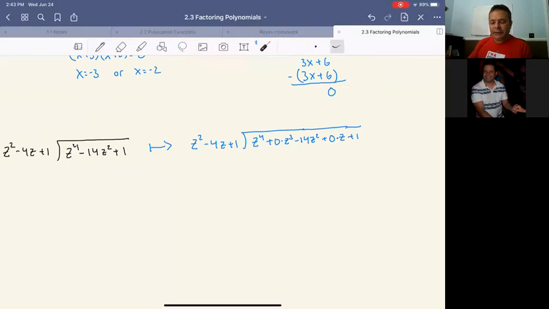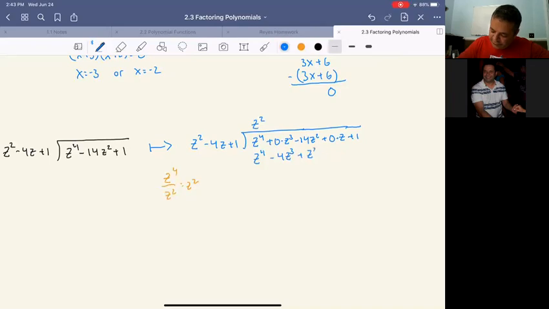Okay, now we're going to take z to the 4th and divide it by z squared. I mean, z to the fourth divided by z squared is just z squared. Okay? So we'll have a z squared here. We're going to take this z squared and multiply it by these terms. So we get z to the fourth minus 4z cubed plus z squared. Now, again, parentheses and subtract.